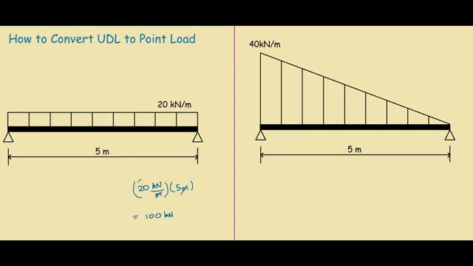However, just knowing the point load is not enough. We need to know where it's located on the beam. For a rectangular UDL, it is simply the halfway point between the rectangle ends. So in this case it would be 2.5 meters. So roughly the point load would be here. And we represent this point load as higher than the 20 kilonewtons, so it will be 100. And this would be 2.5 meters from the edge of the beam.